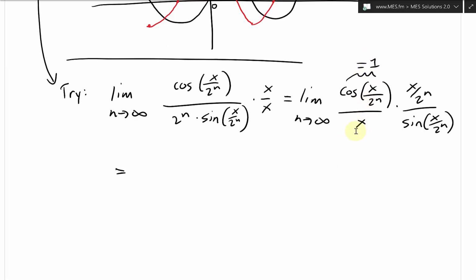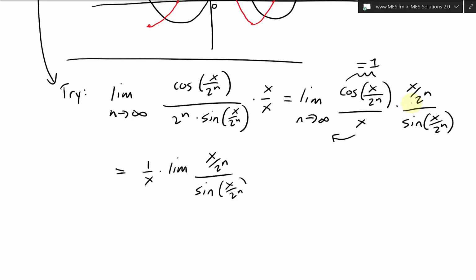And then this x, we could just take it out anyways because it doesn't have the n variable there, so it's not part of the limit. So this just equals 1 over x times the limit. So the only one that matters is over here: x over 2^n over sine of x over 2^n, like that.